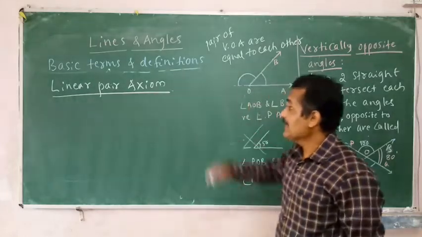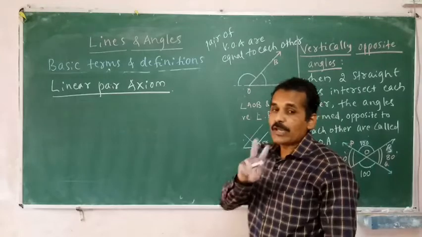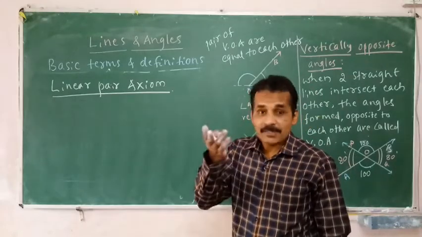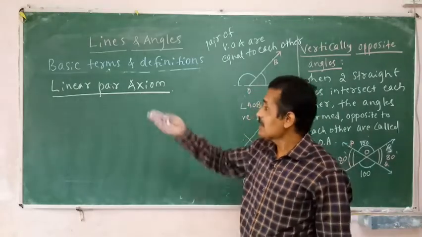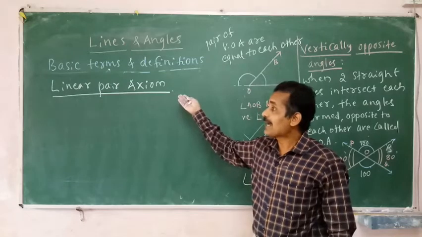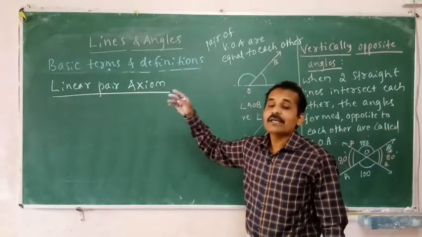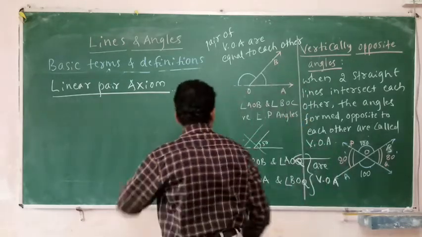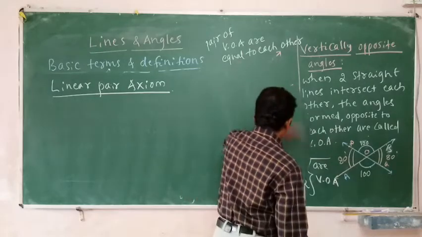So we have the linear pair axioms. There are 2 axioms, very important. Sometimes they may ask you in the examination for 2 marks: give the axioms for linear pair, or give the linear pair axioms. What is the linear pair axiom? I will write it down.